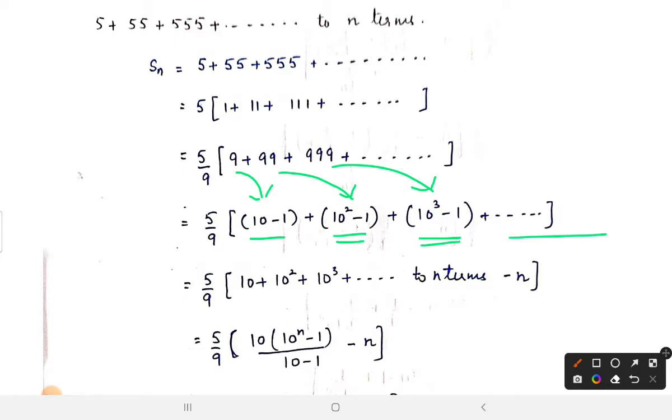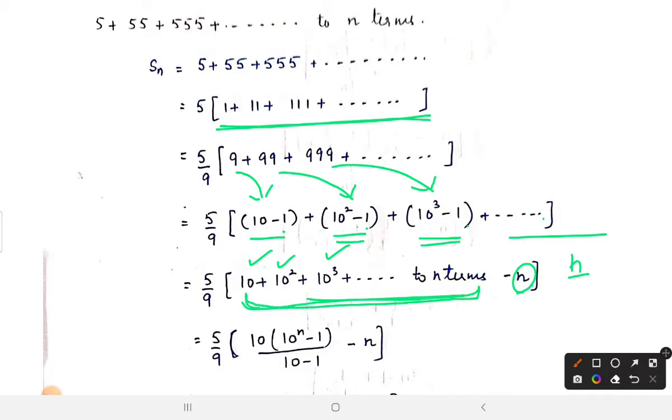Let us combine the terms having 10. So it is 10, 10 square, 10 cube up to n terms, and then 1, 1, 1, 1, how many times? N times. So adding 1 n times we will get n. So it is minus n here. Now this is a GP. We want to make the GP. This is the logic behind multiplying it with 9 and then writing 9 as 10 minus 1. So we will now get a GP with common ratio 10, which is greater than 1.